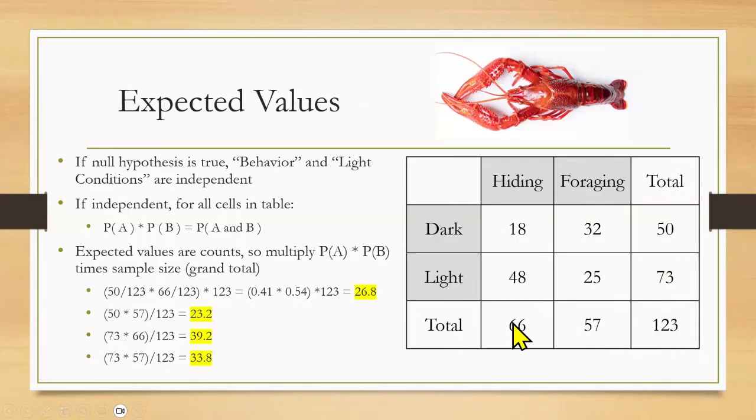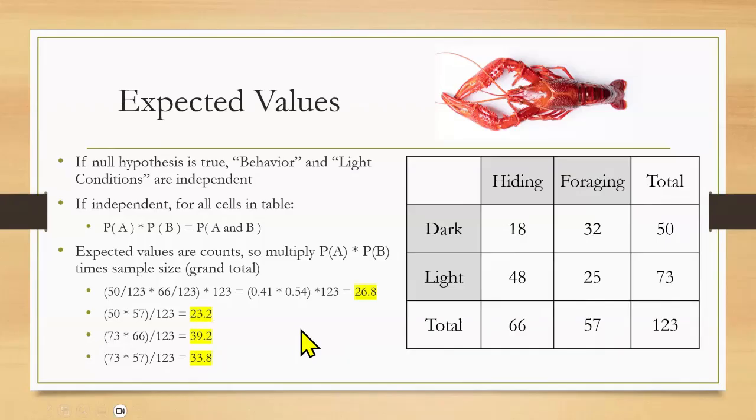We can also refer to these as the marginal totals, the totals that are at the edge of our contingency table. This table is actually a 2 by 2 table. It's got 2 columns and 2 rows. So it's a 2 by 2 table. Those are all of the cells in the table that we need to calculate an expected value for.